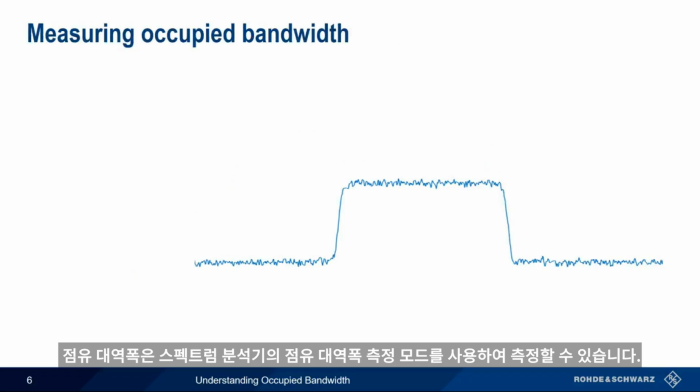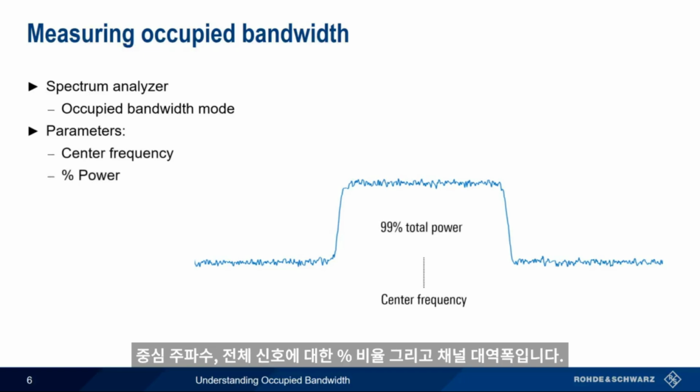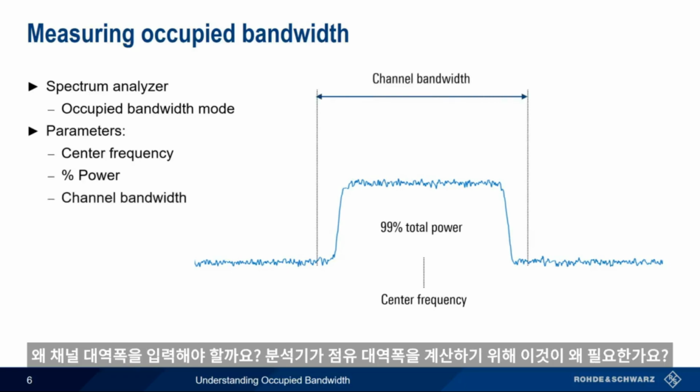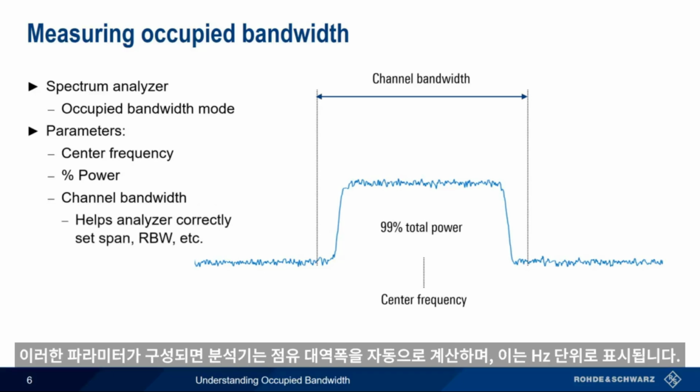Occupied bandwidth is typically measured with a spectrum analyzer using a specialized occupied bandwidth measurement mode. The parameters needed to configure an occupied bandwidth measurement are the center frequency of the signal we're measuring, the percent power, which in most cases is 99%, and the channel bandwidth. You might be asking yourself, why do we have to enter the channel bandwidth? Why does the analyzer need this to calculate occupied bandwidth? The simple answer is that setting the channel bandwidth helps the analyzer decide on certain measurement parameters, such as span, resolution bandwidth, and video bandwidth. Once these parameters have been configured, the analyzer automatically calculates the occupied bandwidth and displays the result in units of hertz.